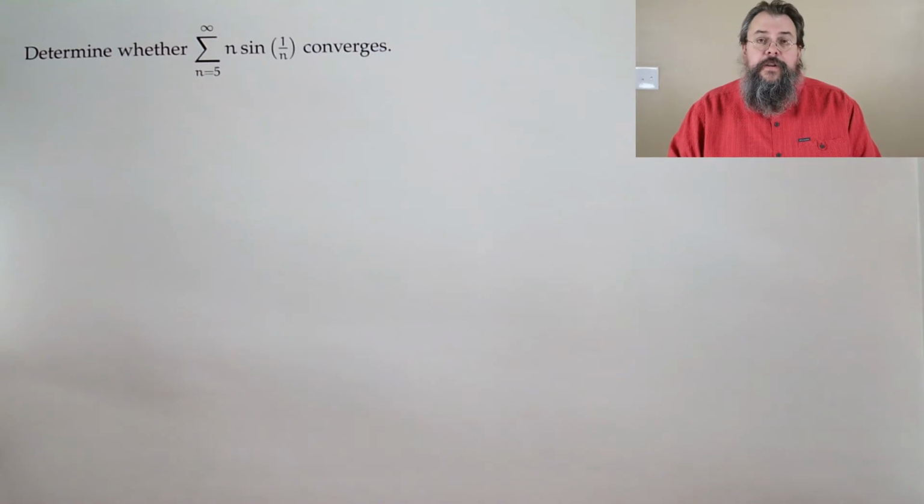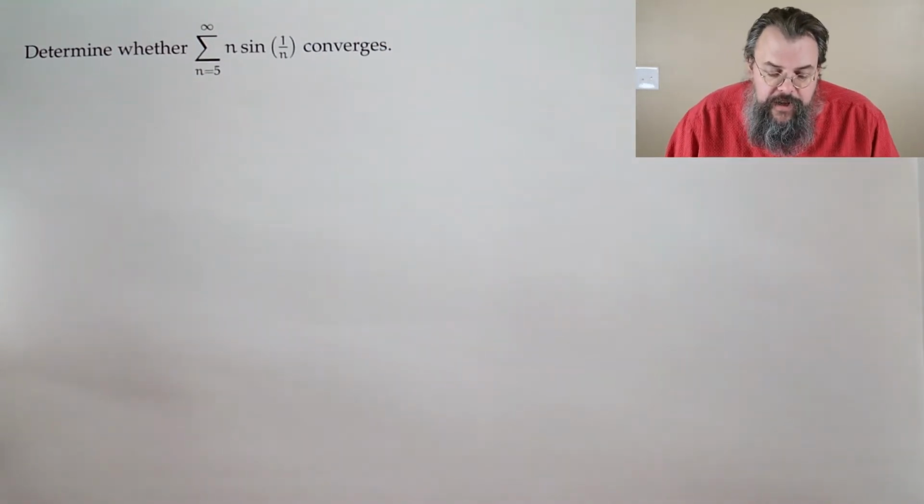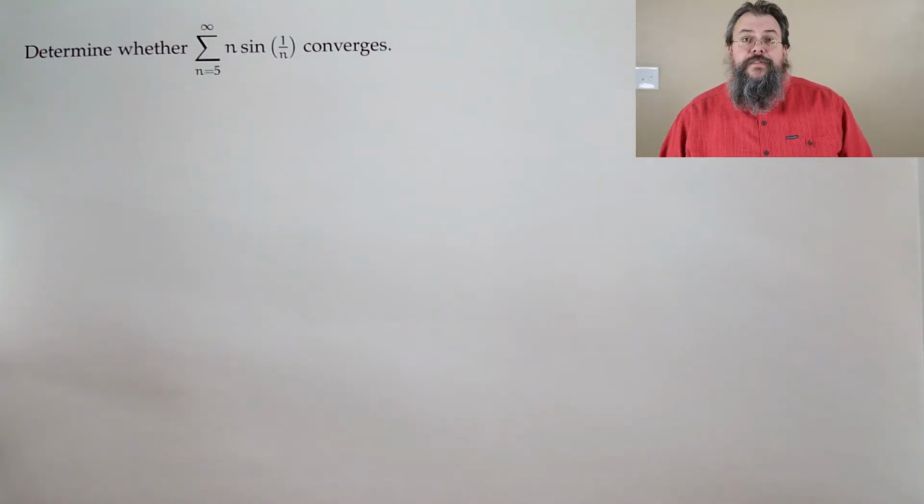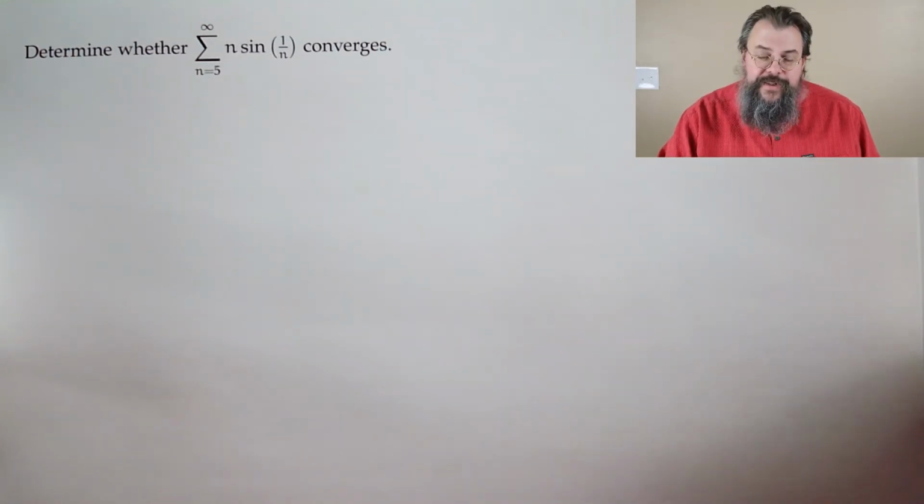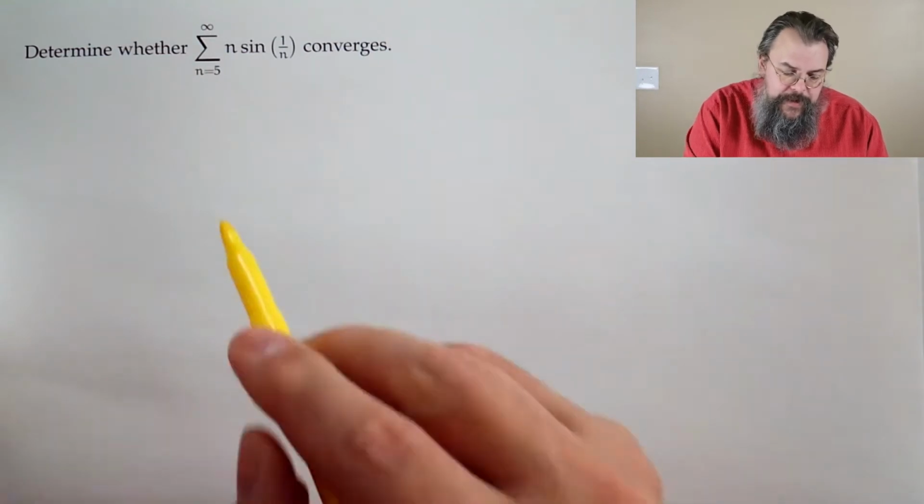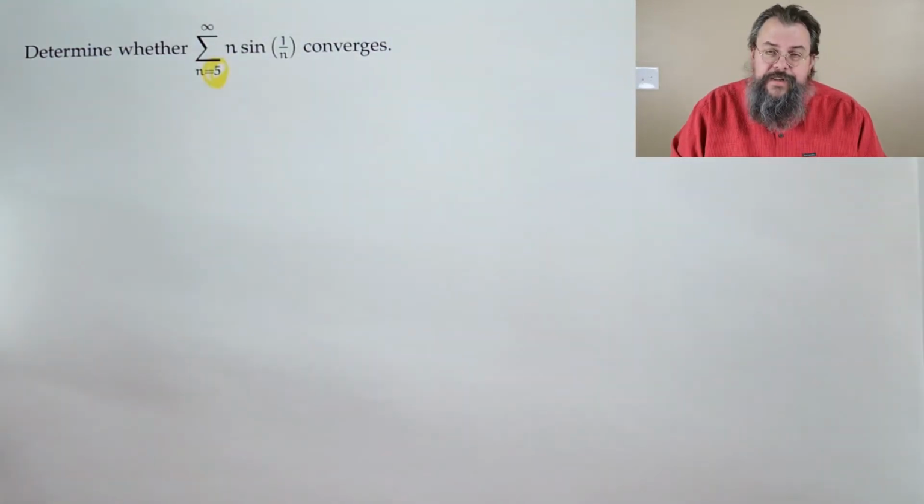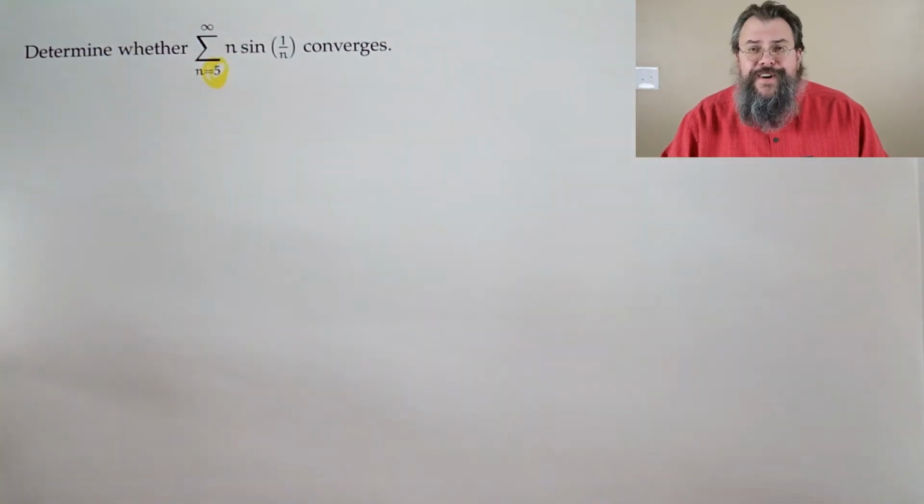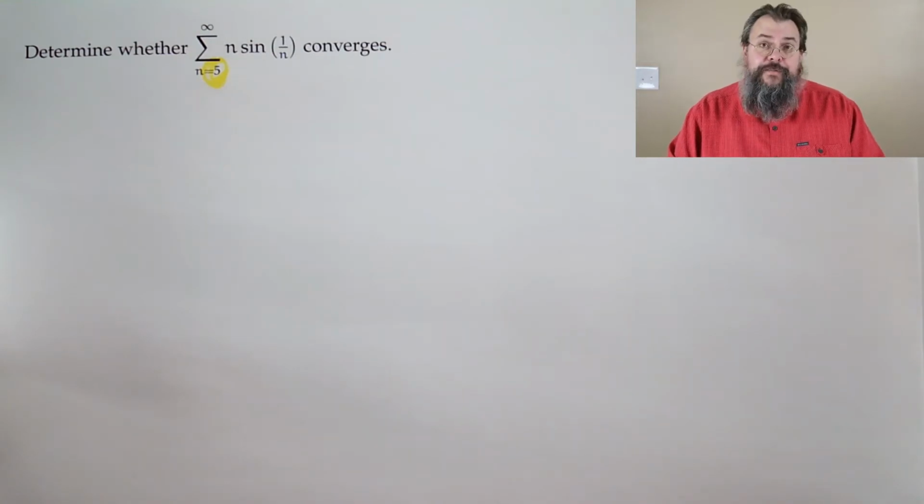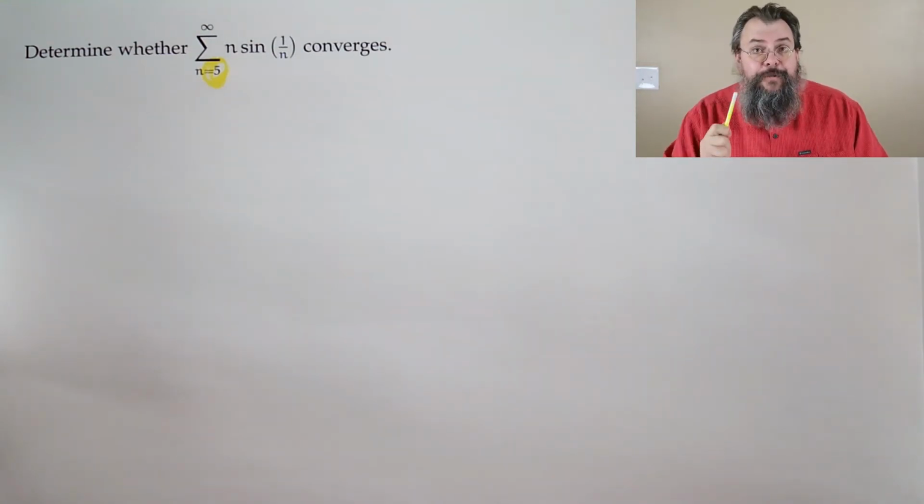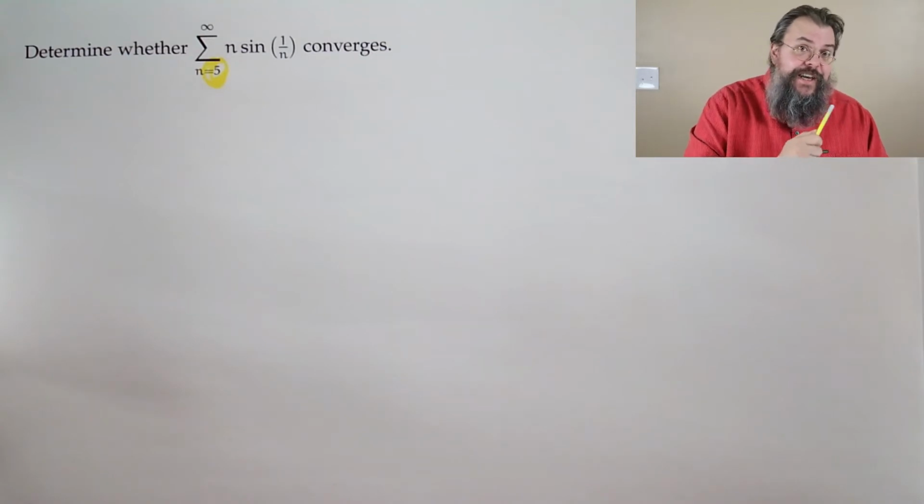Determine whether the sum from 5 to infinity of n sine 1 over n converges. Now, there's a little bit of a question about starting at 5. But here's the thing. We don't care where we start. Whenever we're talking about convergence of a sum, it's not where you start, it's how you end.